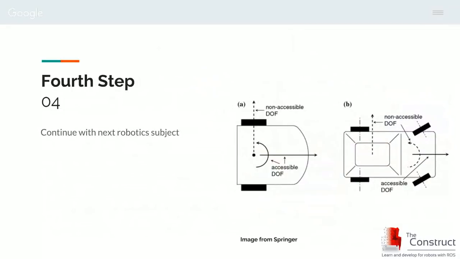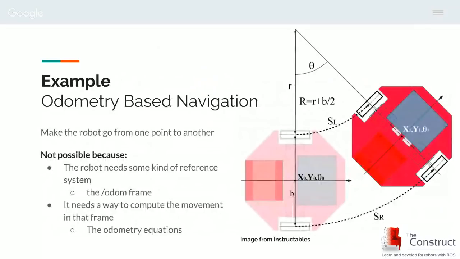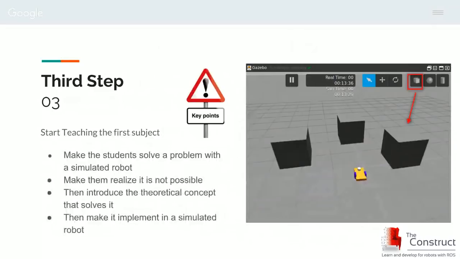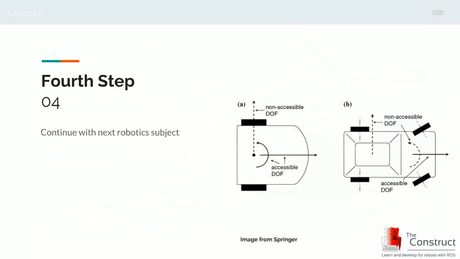Okay, so let's imagine that we have explained this odometry-based navigation subject, and then we move to the next robotic subject, whatever it is. I don't know. It depends. So you continue explaining the next robotic subject in the same way. Let me go back to the third step to show you: you make the students solve a problem with a simulated robot. They don't understand how to solve it. Then you introduce the theoretical concept that solves this necessity and make them implement it. So you continue with another subject.